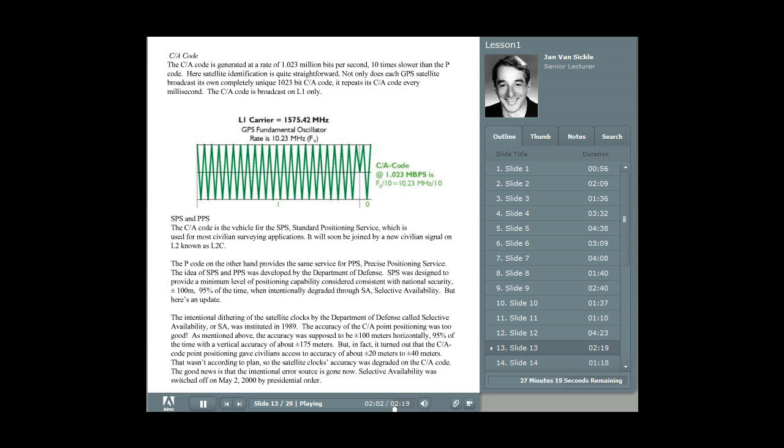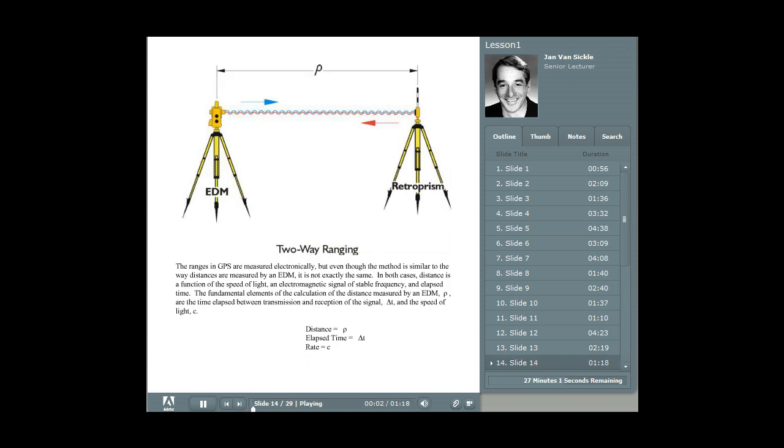For single frequency users, this was a purposeful degradation of the positioning that could be had from GPS. Well, the good news is this was switched off on May 2nd of 2000 by presidential order.